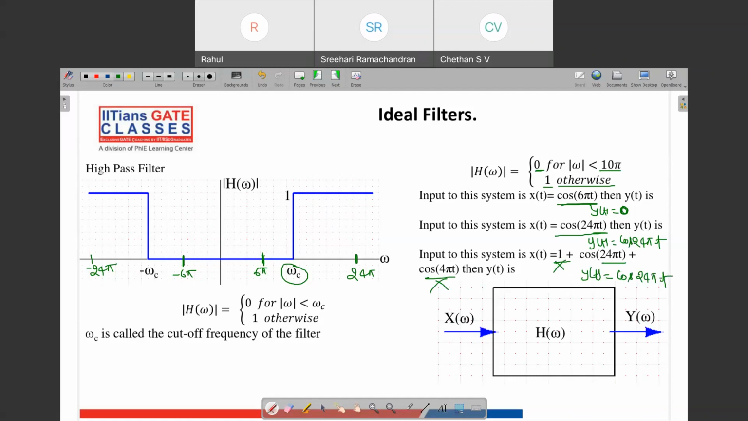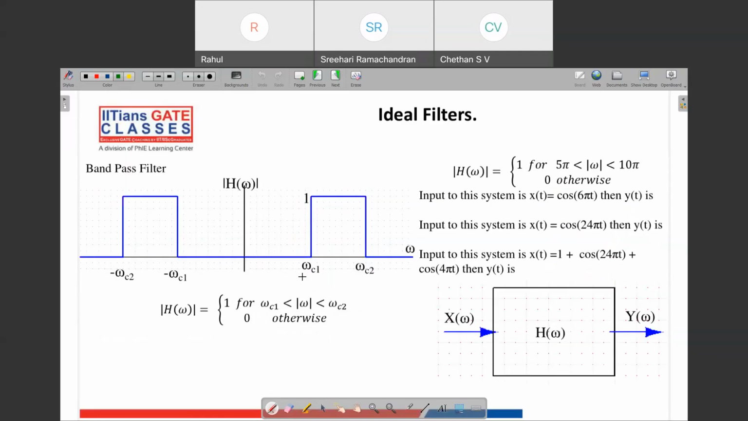So this is how the high pass filter works. It will reject all the content which is less than the cutoff, and it will pass only that content whose frequency is more than this cutoff frequency. Let me go to the next slide. Next is the band pass filter.